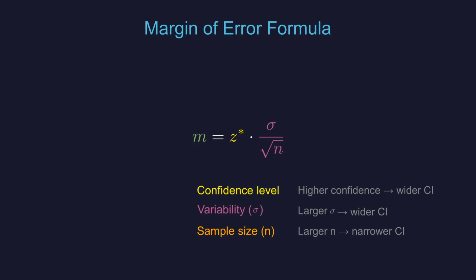First, the confidence level, which determines Z star. Higher confidence means a wider interval. Second, the population variability sigma. Larger sigma, wider interval. Third, the sample size n. Larger n gives a narrower interval. Let's look at each factor in detail.